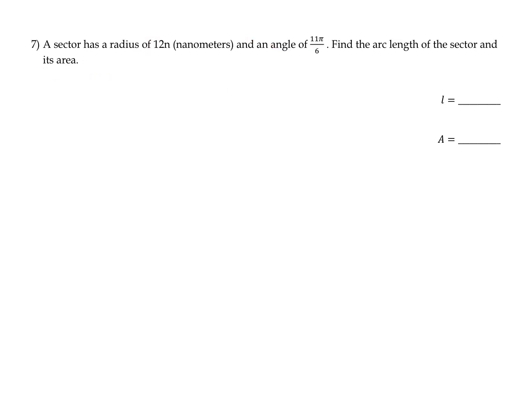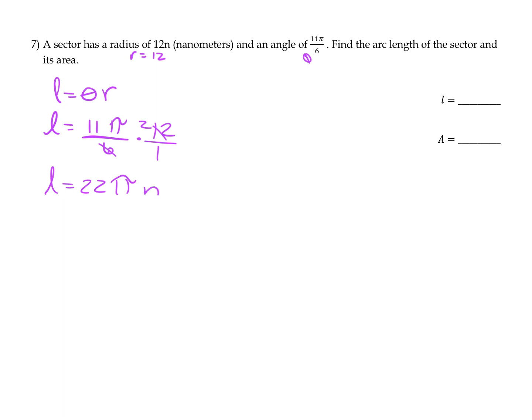Okay, a sector has a radius of 12 nanometers and an angle of 11 pi over 6. Find the arc length of the sector. I've got everything that I need. I've got r equaling 12, and there's my theta. So the length is equal to theta r. The length is equal to 11, oh, see, I always do that with 11. 11 pi over 6 times 12. So my length is 22 pi nanometers.